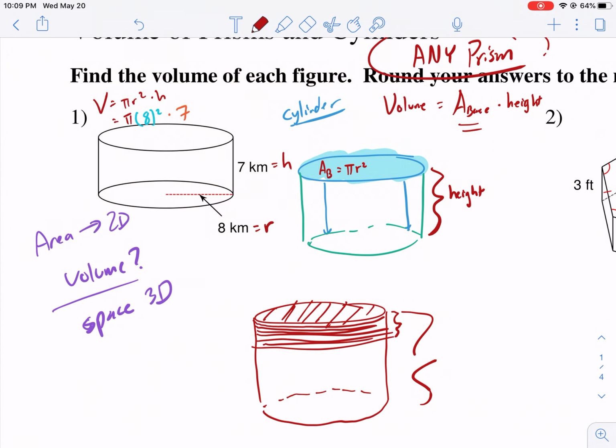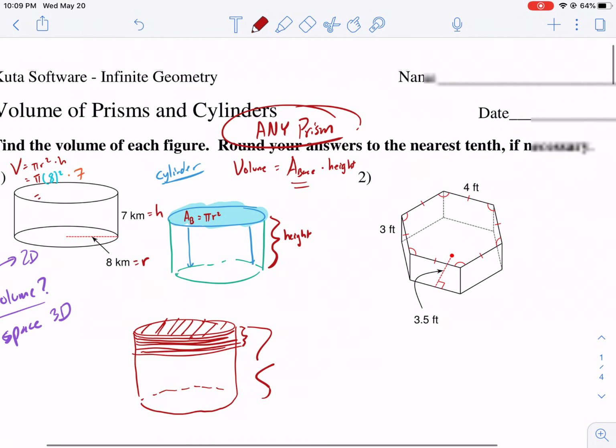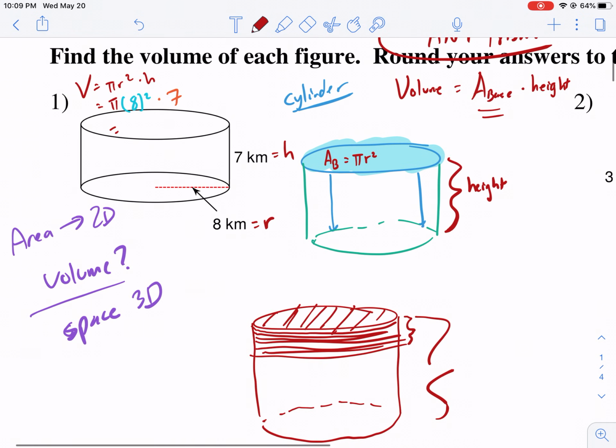Now, round your answer to the nearest tenth. I just wanted to see if we're leaving it in terms of pi. I'll do both. So we have 8 squared. I'm going to get my calculator. Not that I need 8 squared, but we're going to multiply it by 7 soon. Times 7, and we have 448. So we have 448 pi. Now I'm going to multiply that by pi so you can see what it is as a decimal.